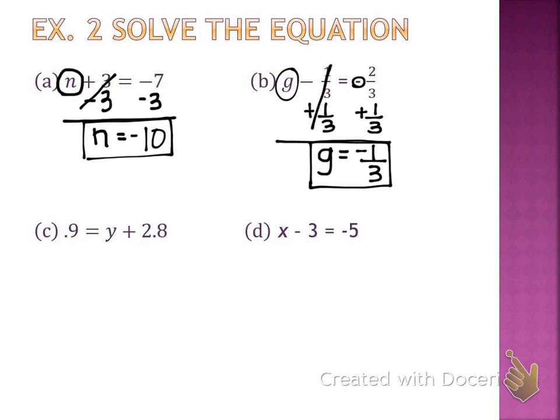Awesome. I want you to work with your partner and I want you to work letter C and letter D. Take a minute and work with your partner. All right, let's look at letter C. Isaiah, what was the variable that we were trying to isolate in letter C? Y. Okay, and so what do we have to move in order to get y by itself? 2.8. And how did you move it to the other side? Subtract 2.8. Very good. The inverse operation would be to subtract negative 2.8.